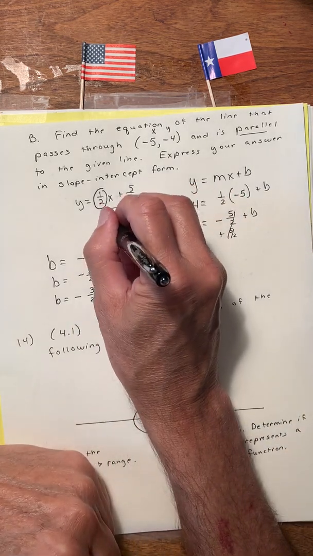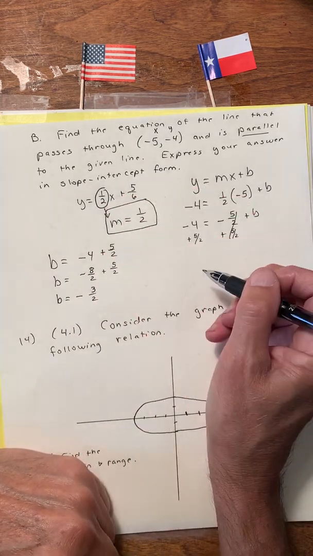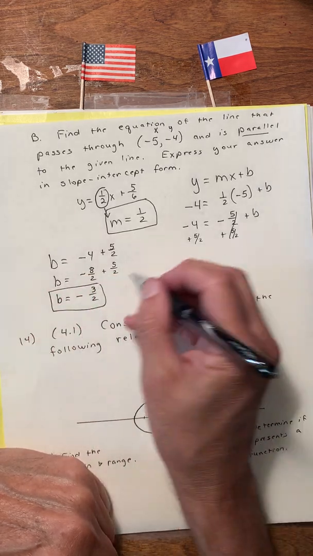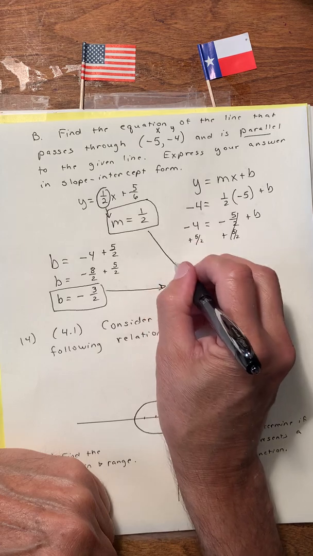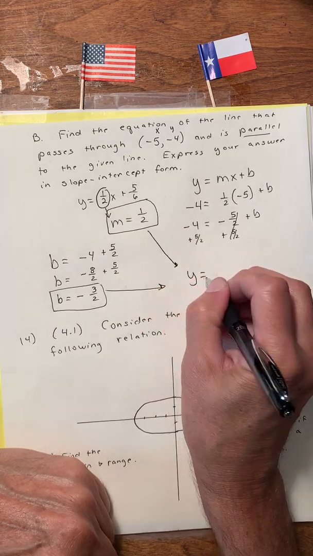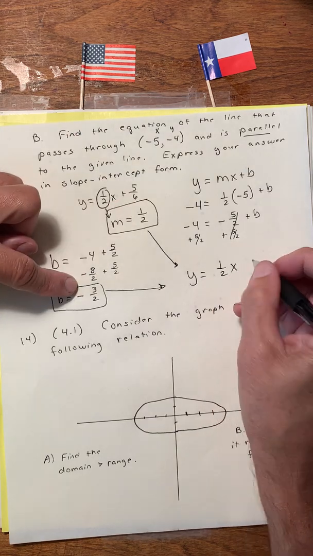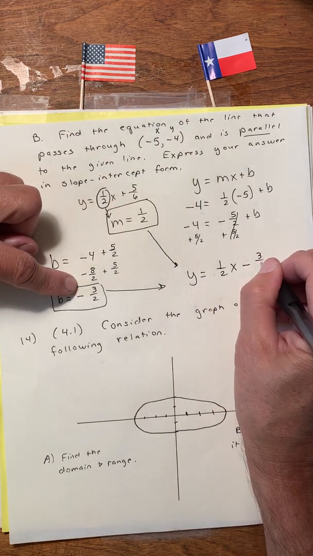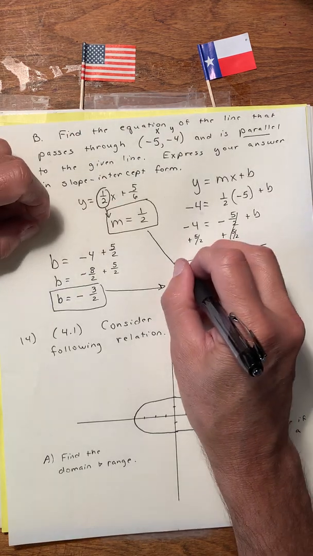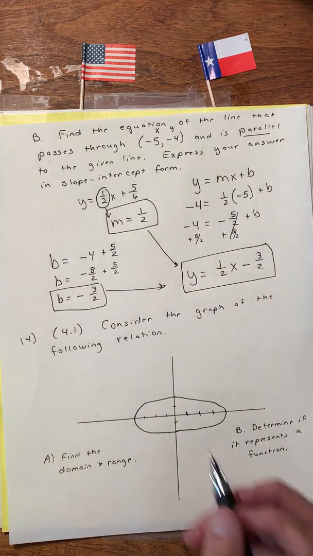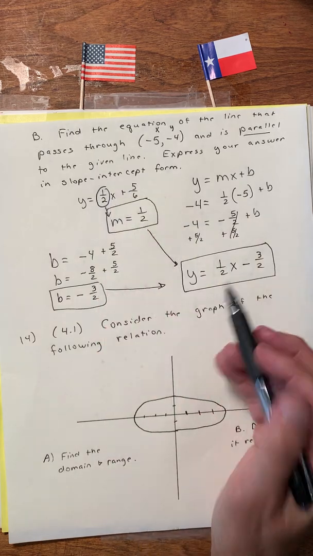All right, look what I got. Got the slope. Got the y-intercept. That means I got the equation of the line. Y equals mx plus b. Ta-da. Express your answer in slope-intercept form. We did.